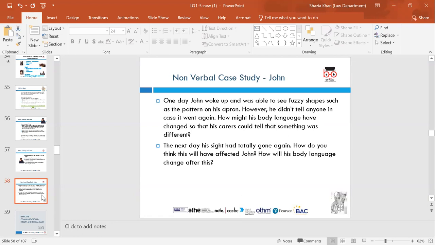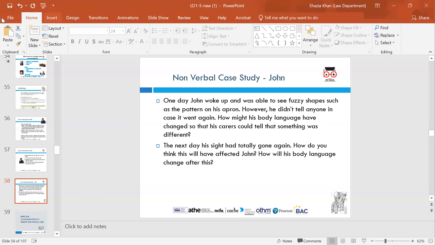The next day, his sight had totally gone again. How do you think this has affected John? How will his body language change? He may be upset. He may be so upset that it's changed the day after. He may be thinking that he could see the day before, and then he may be upset. He may be depressed, distraught, or crying.